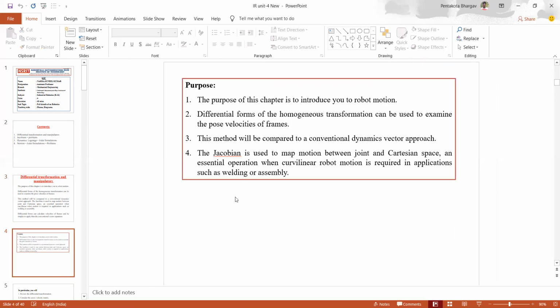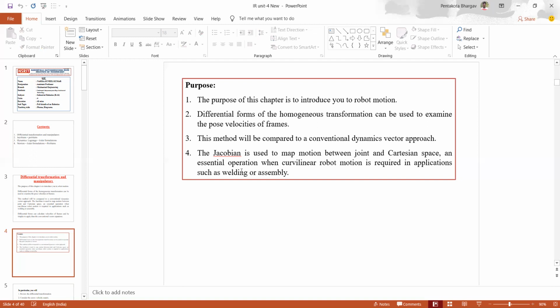What is the purpose of the differential transformation? The differential transformation chapter introduces robot motion, and next, differential forms of the homogeneous transformation can be used to examine the velocities of frames. This method will be compared to the conventional dynamics vector approach. The Jacobian matrix is used to map motion between joint and Cartesian space, an essential operation in curvilinear robot motion. Here, this point is the most used in the Jacobian.